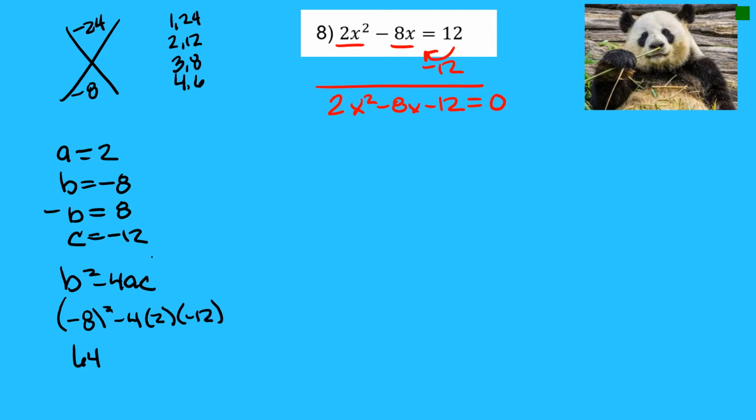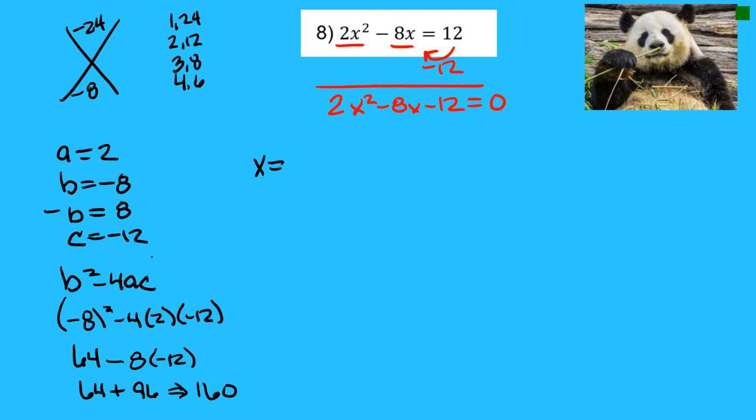Again, use your parentheses. 64 minus 8 times -12. 64 plus 96. Oh my gosh, that is 160. You know what, guys? I'm not 100% sure I did that right. So I'm going to take a little time out here, go to a calculator, and put that stuff in there. It is right. Okay, I just didn't feel confident.